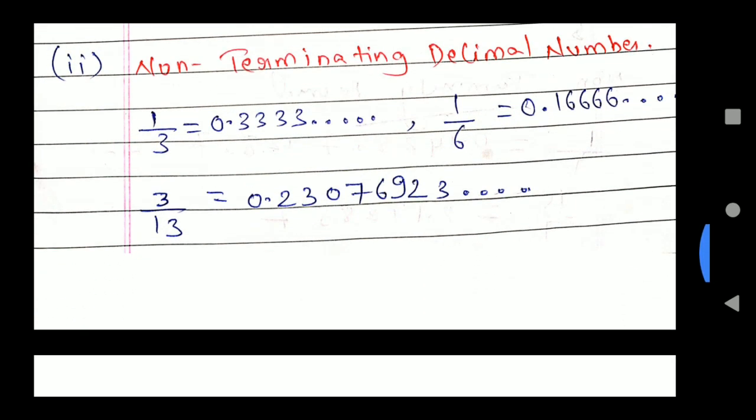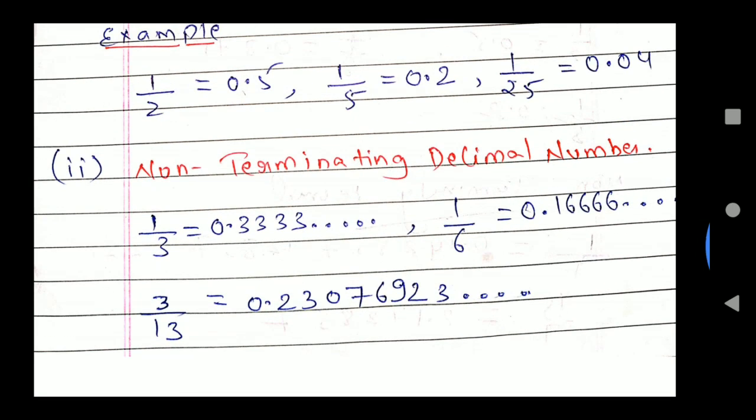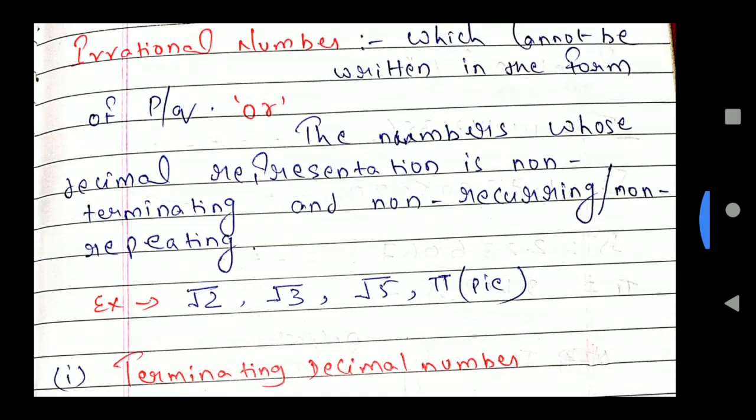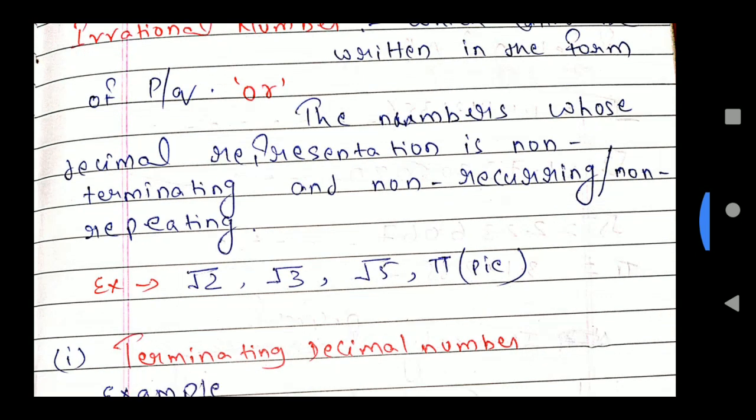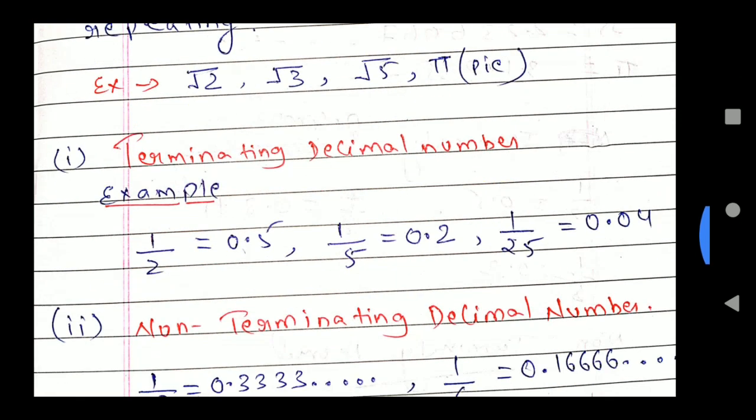Okay, next thing. Terminating and non-terminating is over. The next term is recurring and non-recurring. Now we have to discuss the recurring and the non-recurring decimal numbers.